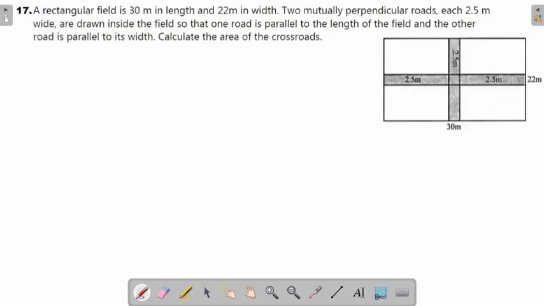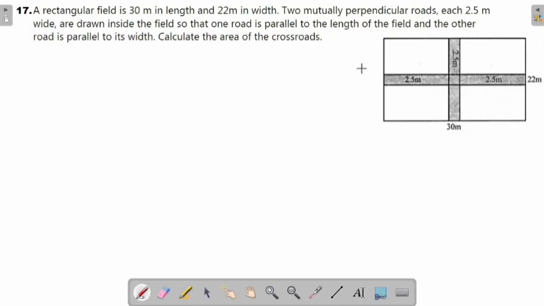So next we have a rectangular field. The diagram is not actually given in the book. We have a rectangular field 30 meter in length and 22 meter in width. Two mutually perpendicular roads, each 2.5 meter wide, are drawn inside the field so that one road is parallel to the length of the field and the other road is parallel to its width. Calculate the area of the crossroad.